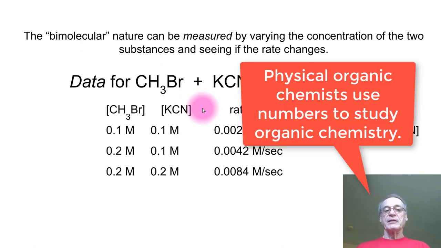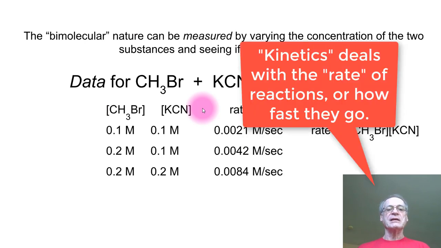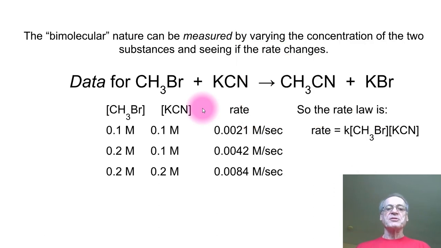So physical organic chemists measure the rates of chemical reactions. This is the whole area called kinetics, and we haven't dealt a whole lot with kinetics, either in organic chemistry or in general chemistry, but it's a huge area of study, and it basically asks the question, what affects the rate of a chemical reaction? How can you speed it up or slow it down?